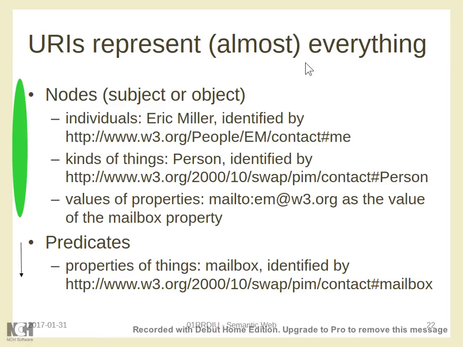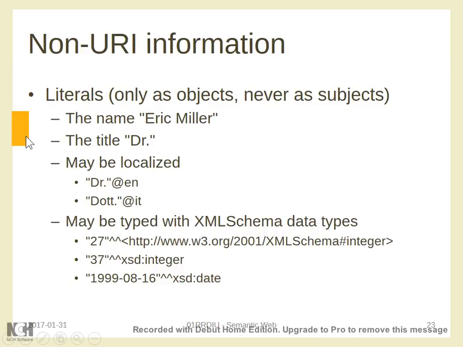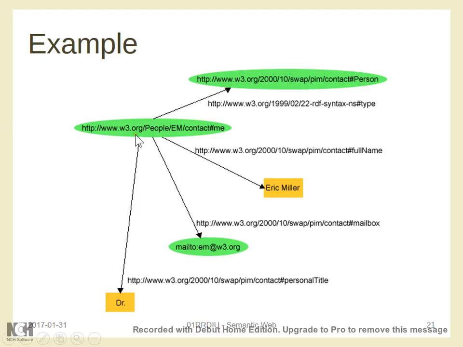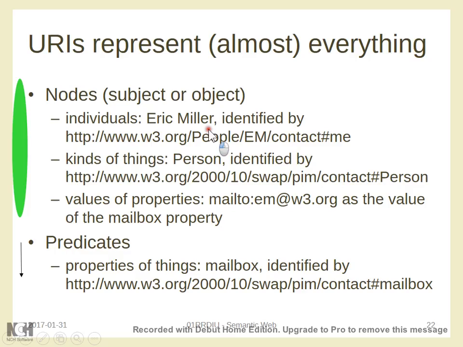Graphically, we try to be consistent and represent nodes as ovals, predicates as arrows, and literals as rectangles. The nodes have no type. We could be tempted to say that, okay, this is a person and this is an instance of that class of persons. It's not true. In RDF, these are two nodes with equal rights. If we were in a programming language, this would be a class name, the class of persons, and this would be a specific person with their properties. RDF is more general than this. Both the class and the instance are nodes.